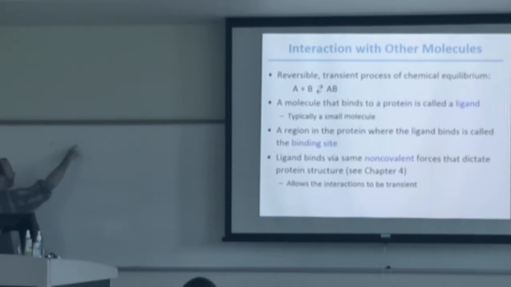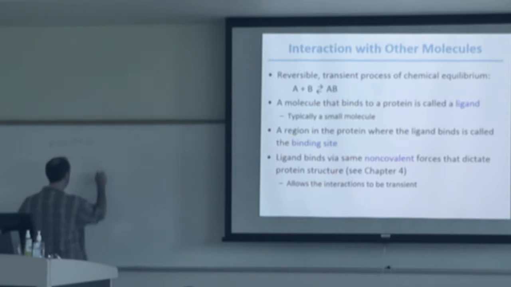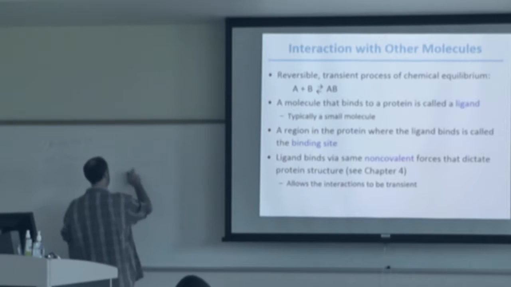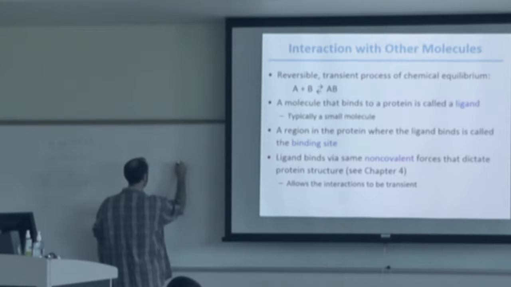So the rate of formation is going to be equal to K1 times the concentration of A times the concentration of B, right? And then the rate of dissociation is going to be equal to K minus 1 times the concentration of the complex. And what happens at equilibrium? Yeah, they're equal. So you set the two equations equal: K1 times A times B equals K minus 1 times AB.